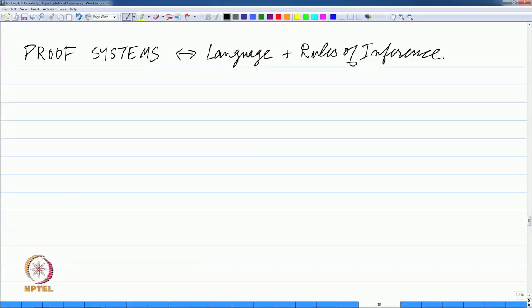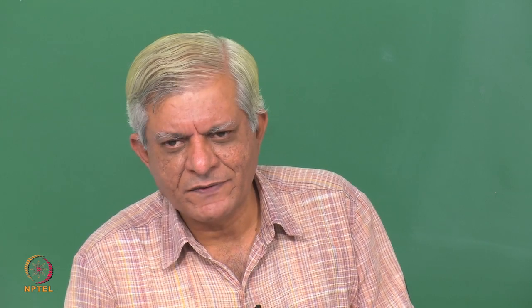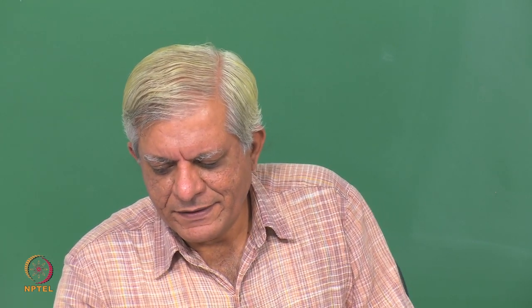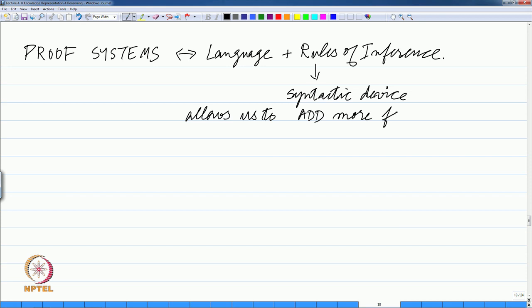So, we started off with a language itself, which is defined by an alphabet and a set of formulas that you can construct in that language. Then we defined the semantics. Now, we are talking about rules of inference. So, what is a rule of inference? It is a syntactic device which allows us to add more formulas and extend the knowledge base.